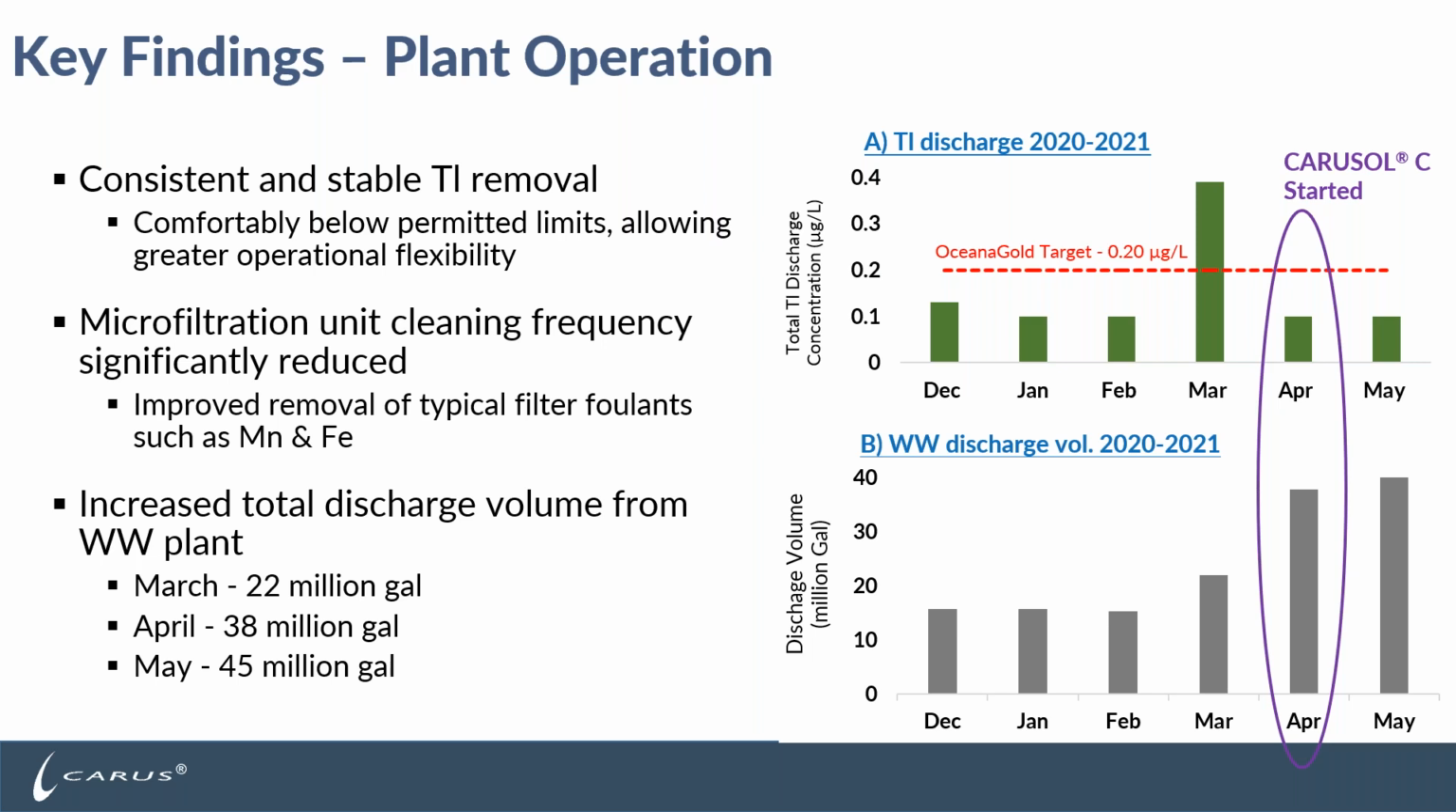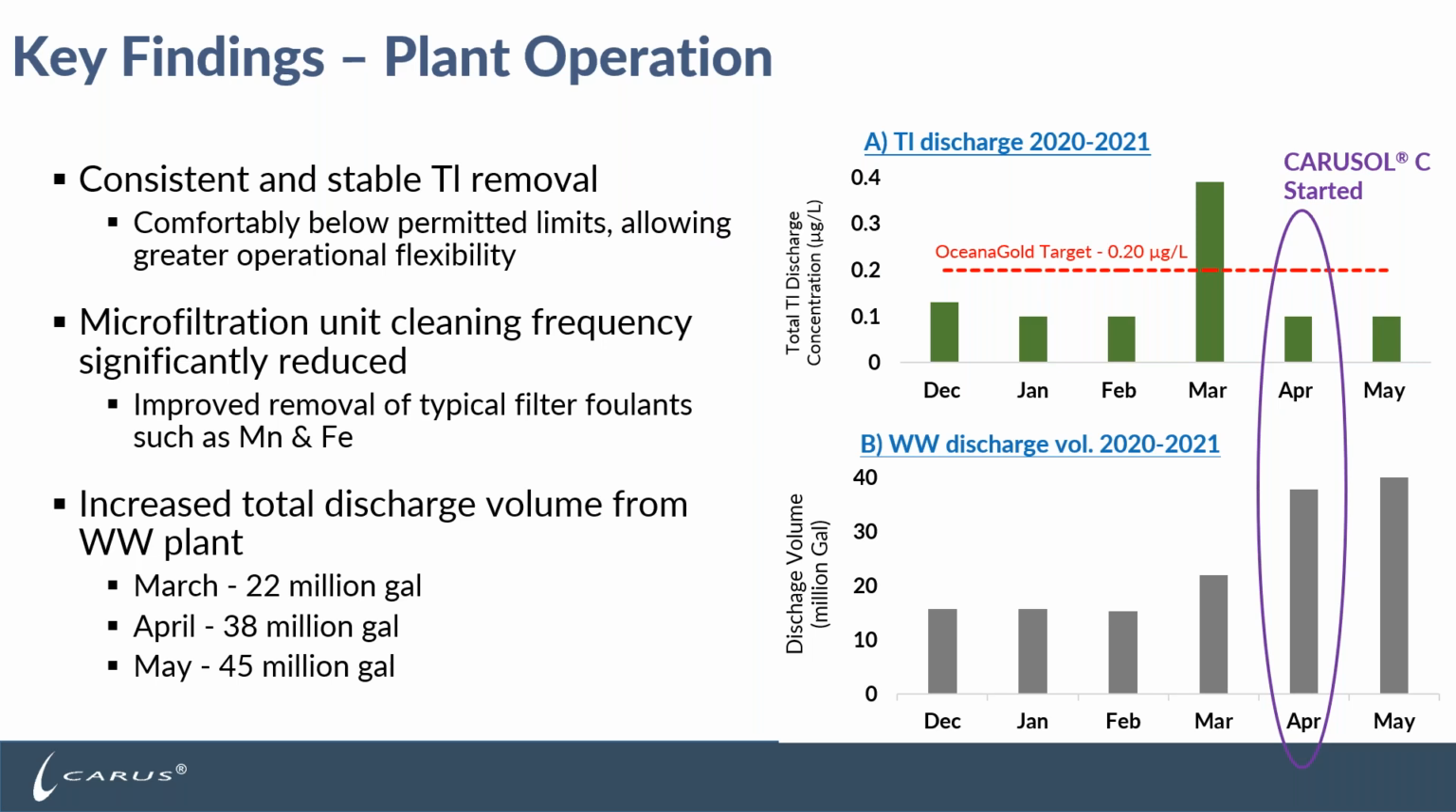The cleaning frequency for the microfiltration unit was reduced by 75% due to improved removal of those typical filter foulants, iron and manganese. And a flow on from this was that the wastewater plant was able to significantly increase their overall throughput and discharge volume.